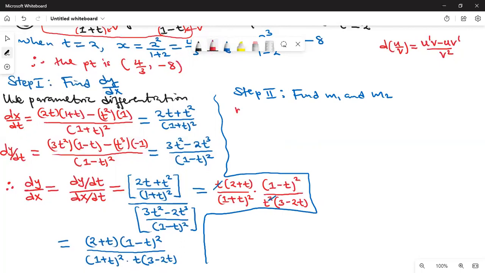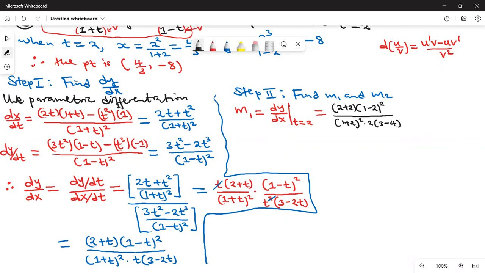So from the definition, m1 is equal to dy/dx at the point where t is equal to 2. And so what will it give us when you substitute? Where there is t, you put 2, so we'll have (2 plus 2) times (1 minus 2 squared) over (1 plus 2) squared, times 2 times (3 minus 2 times 2), that is 4.